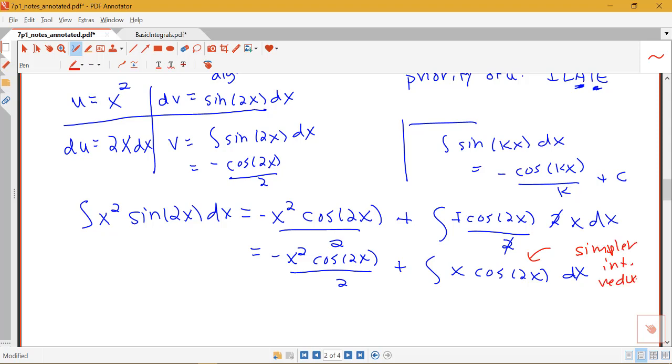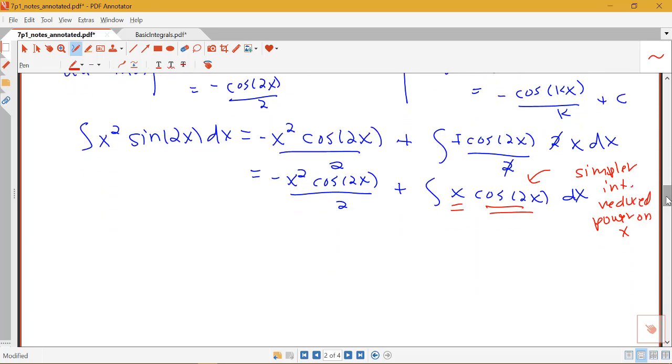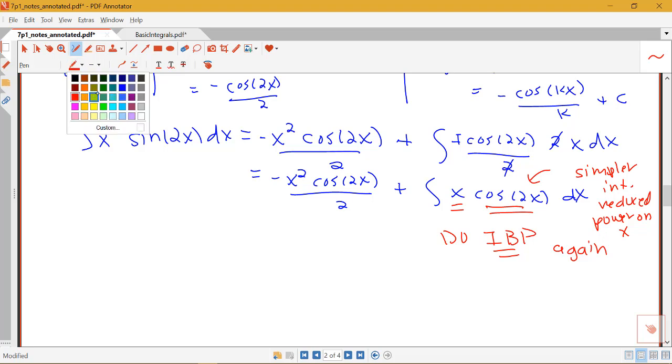We reduce the power on x, but we still have some kind of product of an algebraic function and a trig function, a product of two different kinds of functions. So this is a situation where we have to do integration by parts again. We'll often see situations where integration by parts is needed more than once. We won't give you examples where you need to do it 10 times, but sometimes you will have to do it 2, maybe 3 times.